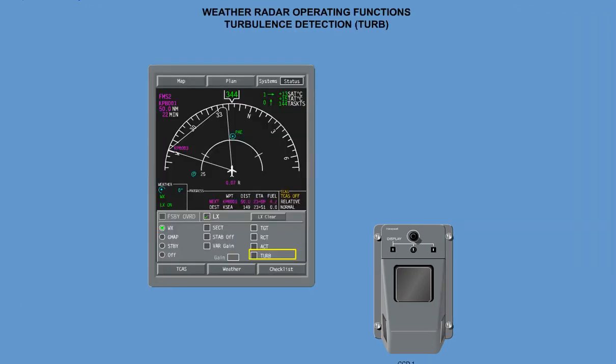Weather Radar Operating Functions. The radar processes return signals in order to determine if a turbulence signature is present. Turb may only be engaged in the weather mode and at selected ranges of 50 nautical miles or less. Range. The range function is controlled via the outer knob on the CCD and can be set to 10, 25, 50, 100, 200, or 300 nautical mile ranges.